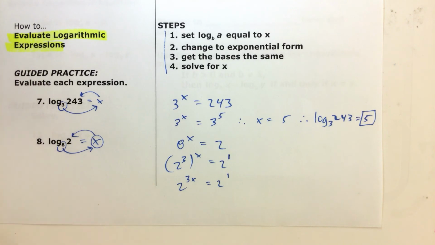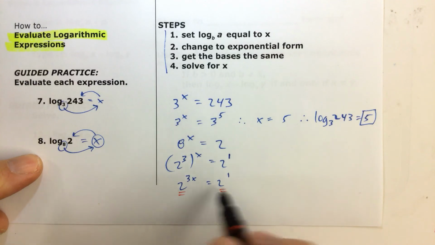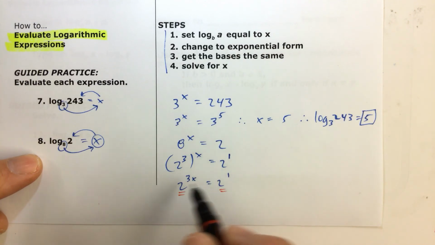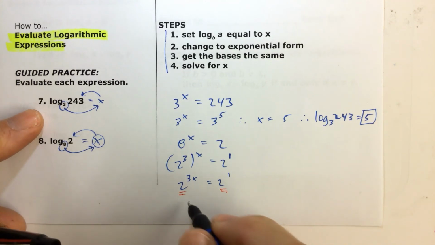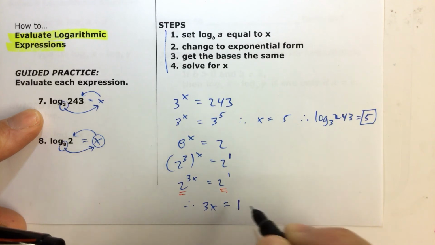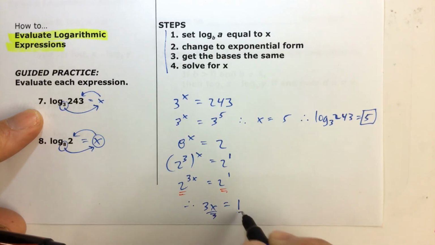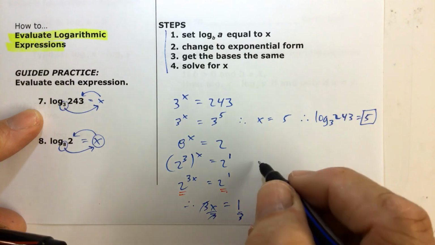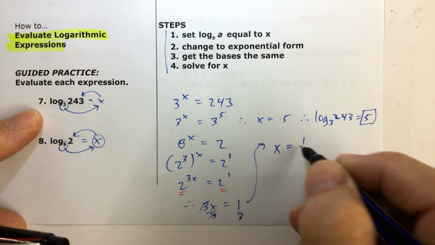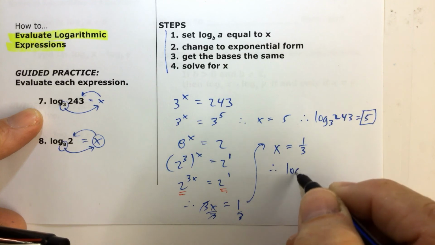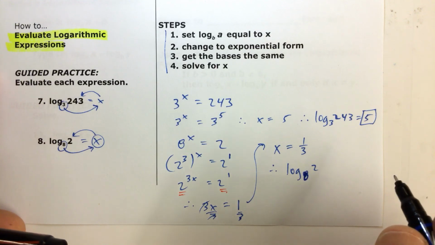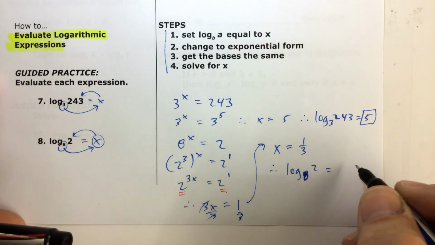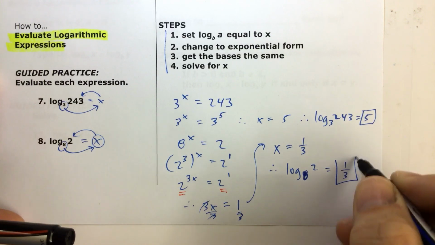Now here's the thing. This is very important. Pay attention. When the bases are the same and you have an exponential equation, meaning you have your variable in your exponent, if the bases are the same, that means that the exponents have to be the same. So therefore, 3x has to equal 1. And when you divide both sides by 3, you see that x is equal to 1/3, and therefore the log base 8, I really want you to do this and understand. Don't just say x equals 1/3. Say therefore log base 8 of 2 is equal to 1/3.